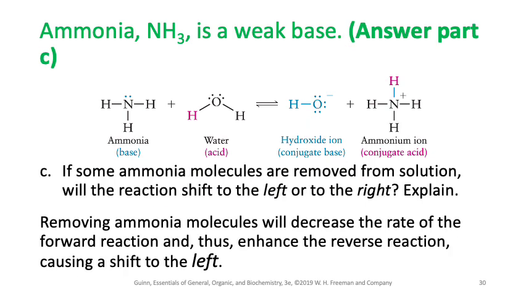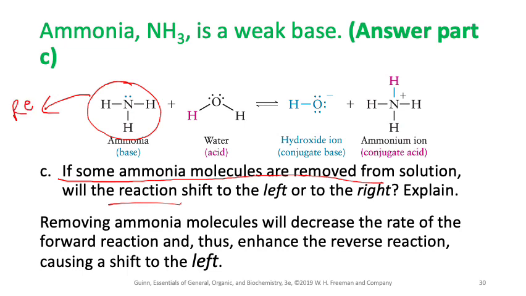Let's go to the third part. The third part says, if some ammonia molecules are removed from the solution, so we have ammonia on the reactant side, if I remove it from the reaction medium, that means I'm decreasing the concentration of ammonia in the reaction mixture on the reactant side, and the reaction will think, okay, we have less concentration of ammonia in the reaction medium, then the reaction is going to move to the left side one more time.